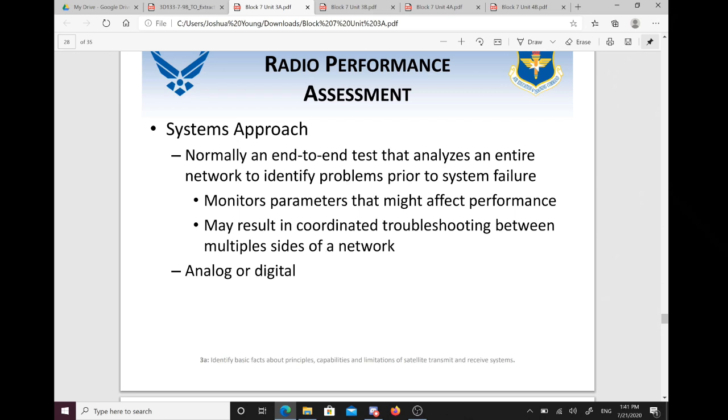Okay. So in a radio performance assessment, your system's approach typically occurs as an end-to-end test that analyzes an entire network to identify problems prior to system failure. That second bullet point I like to highlight may result in coordinated troubleshooting between multiple sides of your network. So in your end-to-end testing, say we're trying to send a data transmission to Langley, where I was telling y'all that I was stationed, and something on my side of the network isn't working. Well, then you'd be able to call your distant end and do a couple of things.